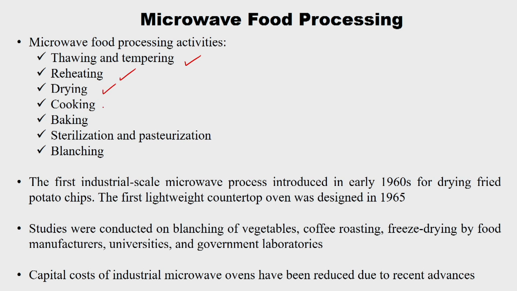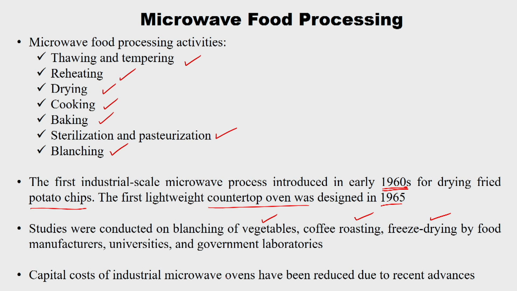In food processing, thawing, tempering, reheating, drying, cooking, baking, sterilization, pasteurization, blanching, all the operations, microwave can be applied. The first industrial microwave oven was introduced in 1960 to dry fried potato chips. The first lightweight countertop oven, which we use in our domestic applications, was designed in 1965. Blanching of vegetables, coffee roasting, freeze drying of food, everything started.